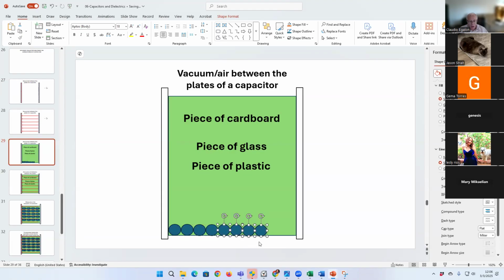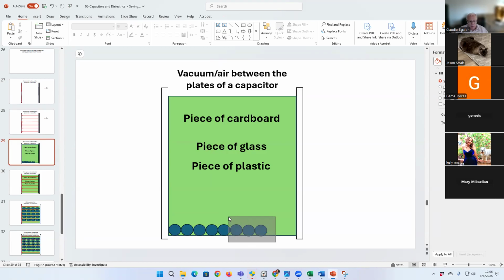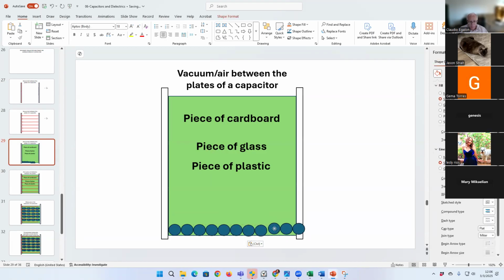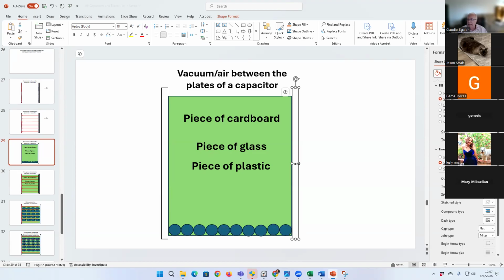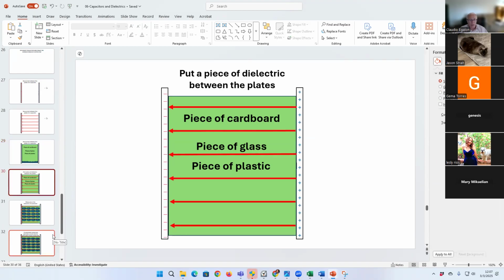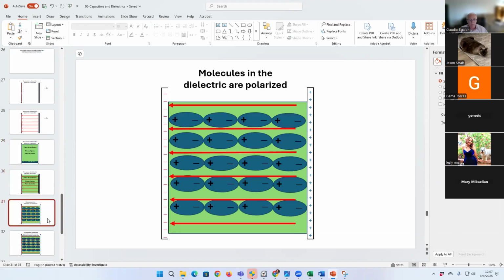But when you charge your capacitor, there will be an electric field between the plates, and those molecules are going to be polarized. That's the situation of the molecules of your dielectric. They're going to be round, with the positive almost collocated with the negative charges. But once you charge it, the molecules are going to become polarized like that.